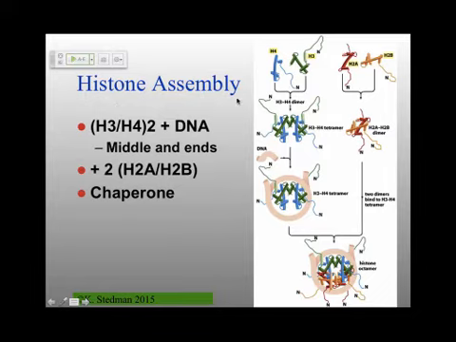Then you have H2A and H2B, but H2A and H2B dimerize with each other, but then associate independently with the nucleosome process. So instead of the tetramer that gets assembled, it's those two dimers that get popped in. And that becomes really important when we talk about alternative histones and, again, the nucleosome remodeling that we're going to talk about.